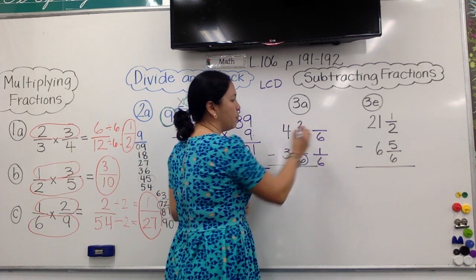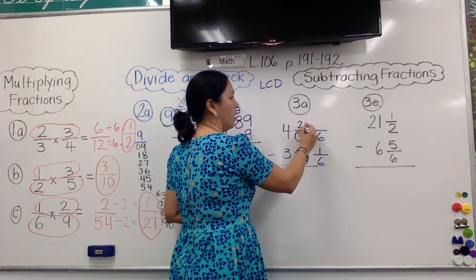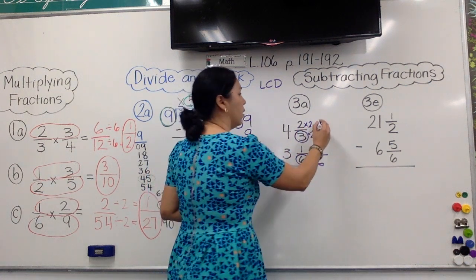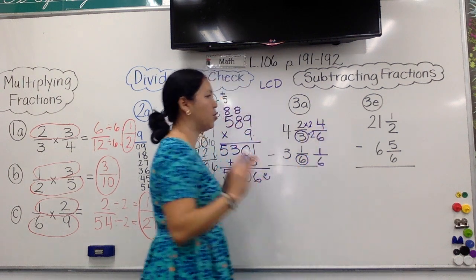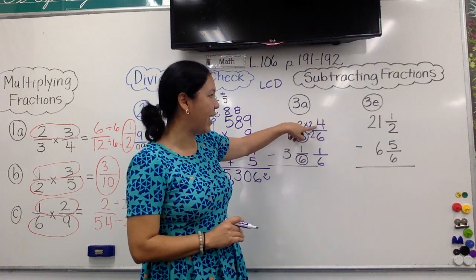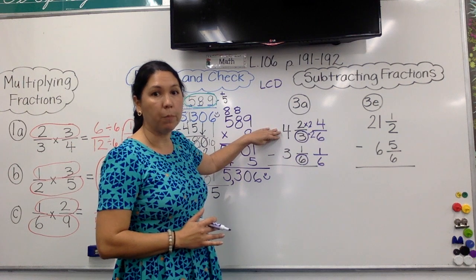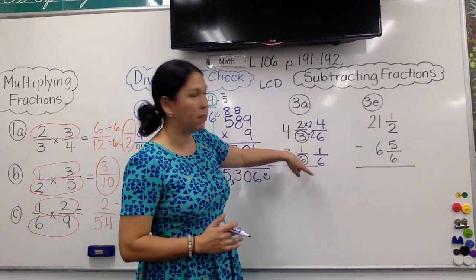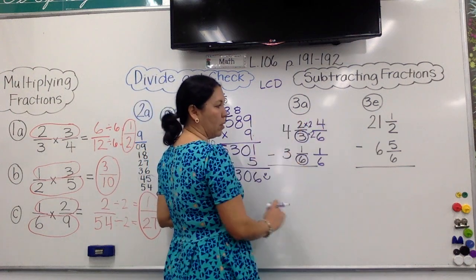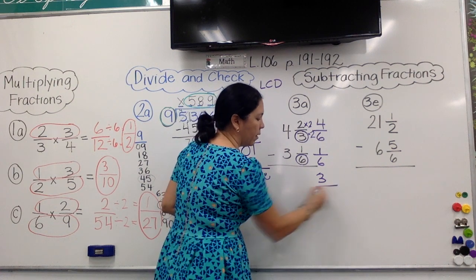So 3 times what will get me 6? 3 times 2. Whatever I do to the bottom, I do to the top. 2 times 2 is 4. And now I can subtract, and thank goodness we have enough on here, right? Because can I do 4/6 minus 1/6? Yes. You don't need to go to the 4 to borrow, okay? If we had switched these, then we would have had to, if it was 1/6 minus 4/6. But luckily the 4 is on top. So 4 minus 1 is 3.